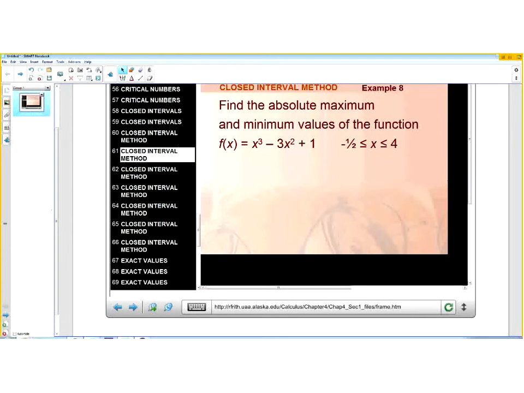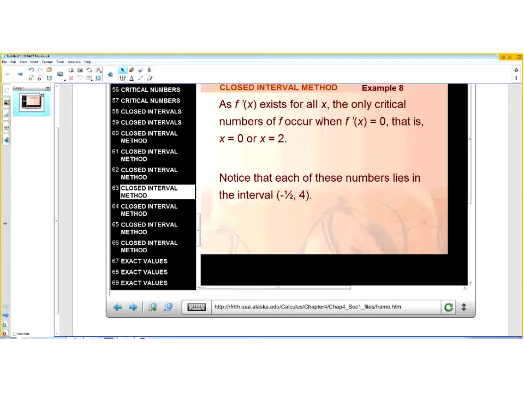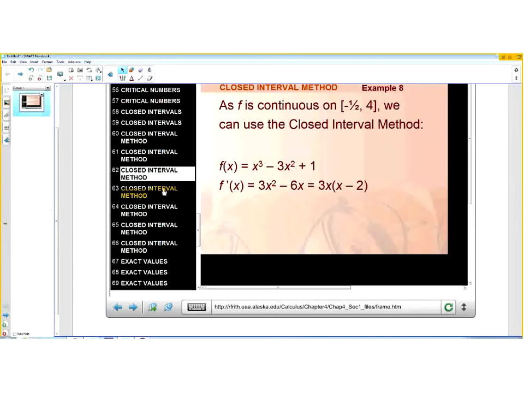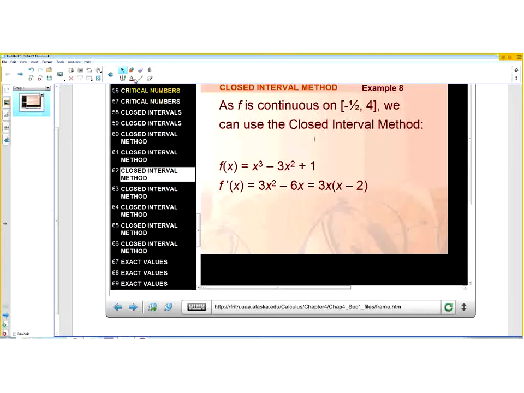All right, so for instance, f of x is equal to this polynomial, and we want to find the absolute max and min values of the function on the domain -1/2 to 4 inclusive. First of all, we take the derivative and extract the critical numbers. So f prime of x exists for all x. The only critical numbers occur where f prime of x is equal to 0, and that happens at x equals 0 or x equals 2. And 0 and 2 are elements of the interval we're analyzing this function on. So 0 and 2 are contained in this interval.